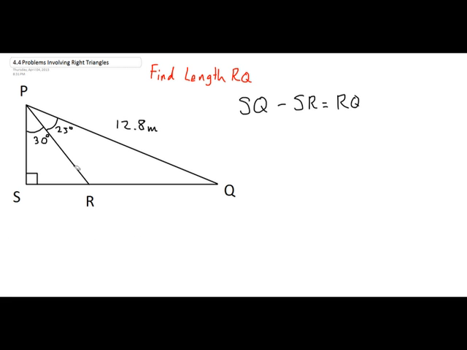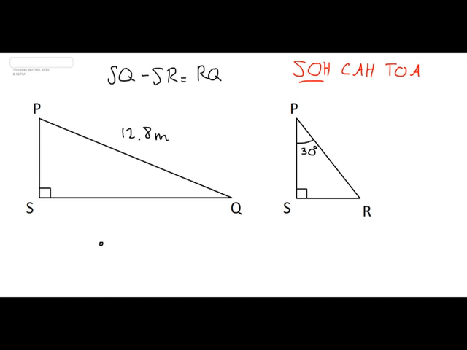So what we're going to do is break this diagram here into its two right triangle components. So let's take a look. Remembering what our goal is, to find SQ and SR, and the subtraction of those two is going to give us our final answer here. So let's take a look.